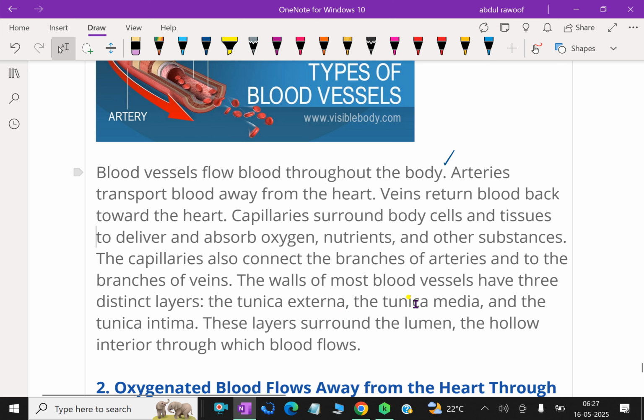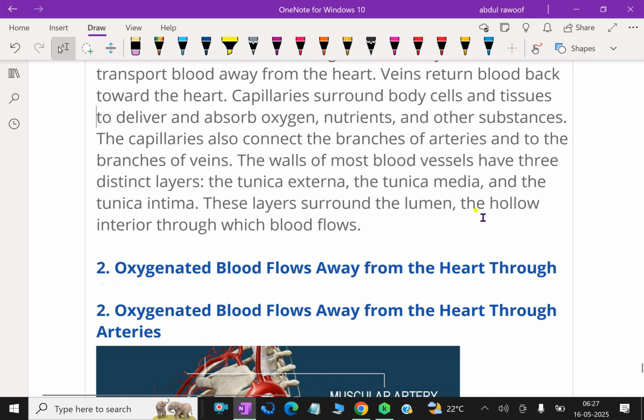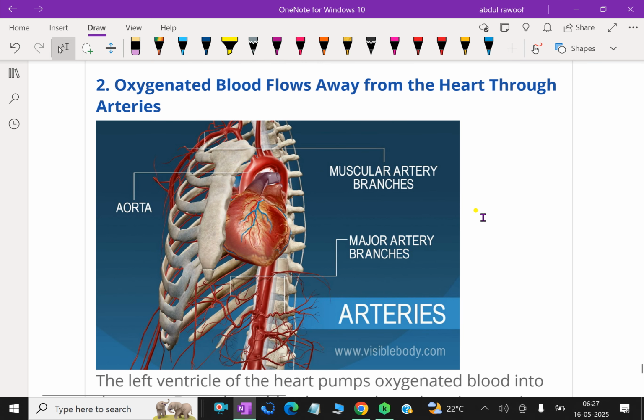The walls of most blood vessels have three distinct layers: the tunica externa, the tunica media, and the tunica intima. These layers surround the lumen, the hollow interior through which blood flows. Oxygenated blood flows away from the heart through arteries. These are arteries.